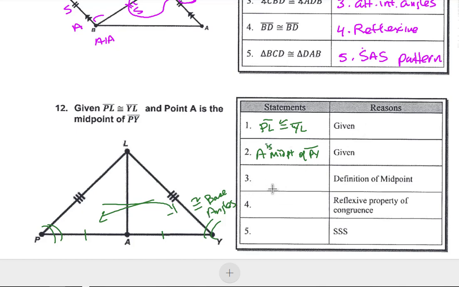So we're going to, let's see how we, point A is the midpoint of PY, so that gives us PA congruent to AY. That gives us a side. LA is congruent to itself by reflexive, and then we're given that LP is congruent to LY. So that sets up side, side, side congruence. Using isosceles triangles, we could have done those base angles, and that would have given us a choice of side angle side.